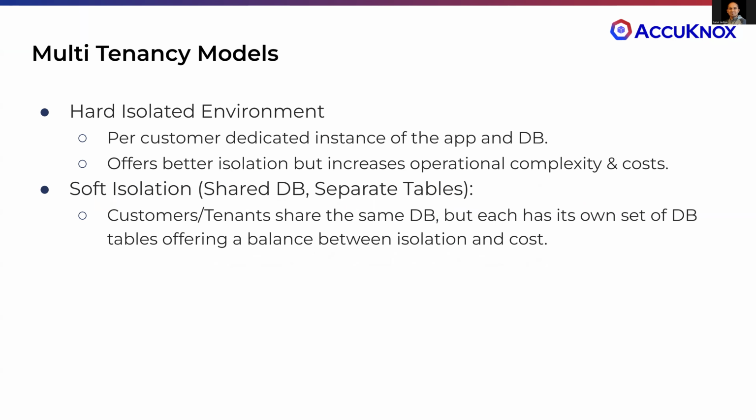In many multi-tenant deployments, multiple customers or tenants share the same software instances, databases, and infrastructure while maintaining data isolation. There are two ways to handle multi-tenancy. Hard isolation, where each customer gets a dedicated infrastructure with its own instance of the application, database, and everything in between. This offers better isolation, but increases operational complexity and costs. Another option is soft isolation or software-based isolation, where the database is shared and each customer or tenant has its own set of database tables, offering a balance between isolation and cost.